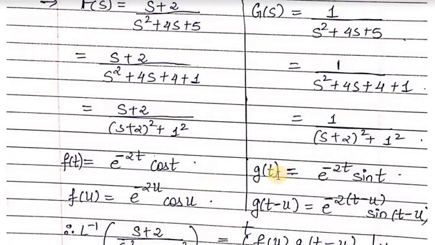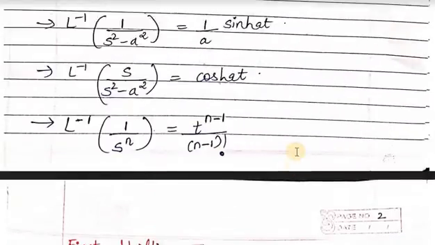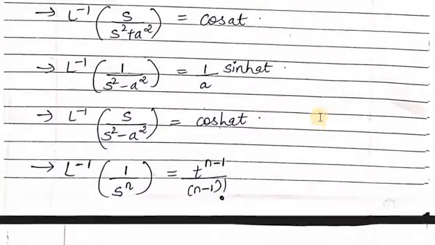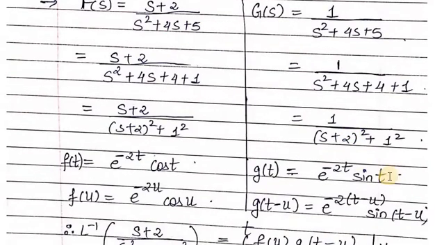L inverse of G of s, that is g of t: we will replace s plus 2 by s. So we have to write e raised to minus 2t multiplied by L inverse of 1 over s square plus 1 square. And L inverse of 1 over s square plus a square is sin at by a. In our case we have L inverse of 1 over s square plus 1 square, so the value of a is 1. So it will become e raised to minus 2t sin 1t.